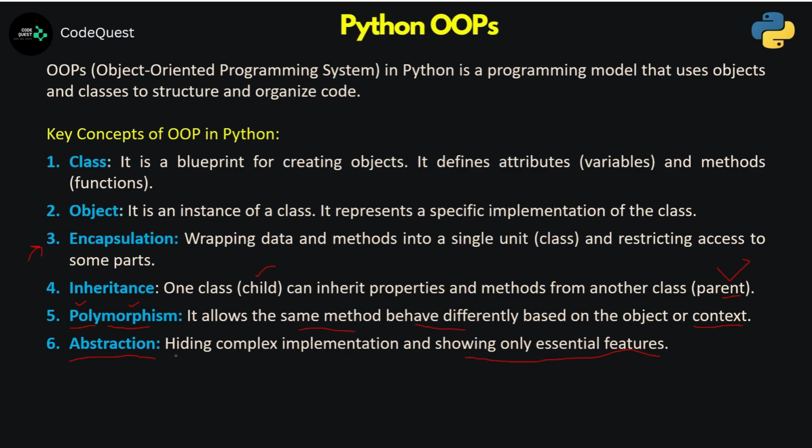Because abstraction is hiding some complex implementation. How can the hiding be done? It is done by using the concept of encapsulation, because by hiding you are actually restricting the access to certain parts. So the tagline, like I said, is that abstraction always leads to encapsulation.